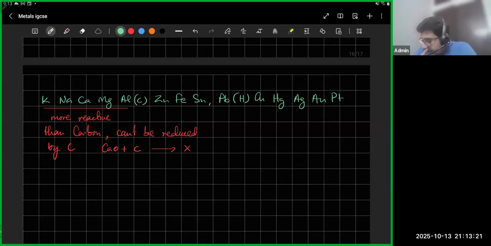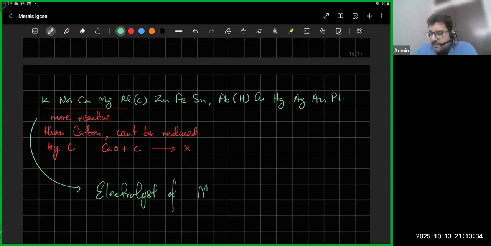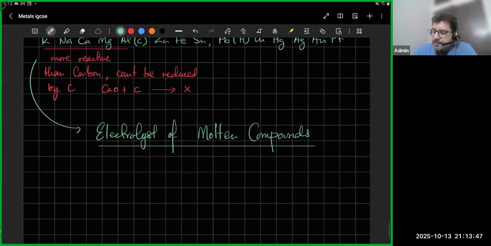But the only method left for these is electrolysis, and not of aqueous solutions, but electrolysis of molten compounds. Because even aqueous solutions would not work, and I'm going to explain why it won't work. You can remember, not aqueous solutions.